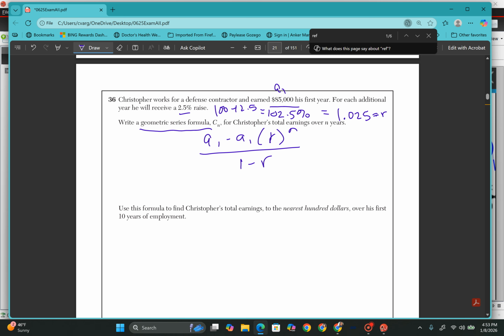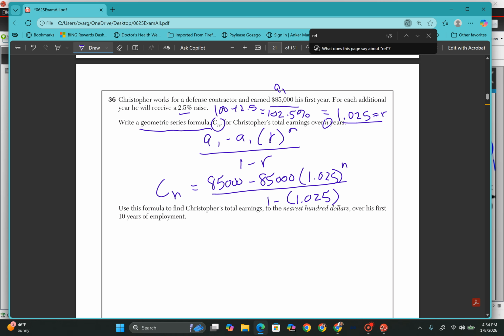Cool. So now we found our R and then N, right? We want to know how much it is over N years. So now let's just plug numbers in. Our A1 is 85,000. So 85,000 minus our A1 again is 85,000 times our R, which we just found out is 1.025 to the N all over 1 minus R, which is 1.025. So all it says is write a geometric formula, C of N. So we just did that. So that's our answer for 2 points.